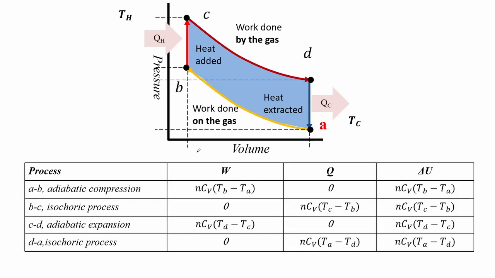Here we see the details of the energy process for an Otto cycle as functions for work, heat, and internal energy. We see the process start with an adiabatic compression from state A to state B. Then it is followed by the isochoric process from state B to state C. Then after that is the adiabatic expansion from point C to point D. And the final process is the isochoric process from state D back to state A.